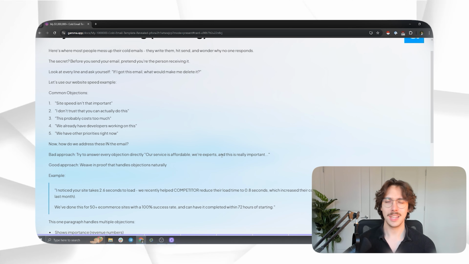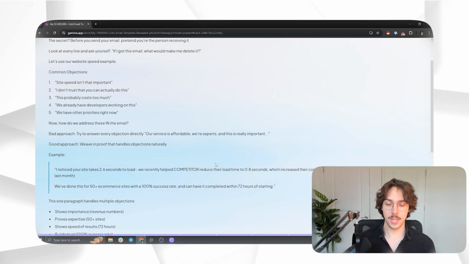And what would make me want to get on a call? So if we use our example above, what are some objections that someone could have about this website speed offer? Hey, my site speed isn't that important. I don't trust that this guy can do this for me. This is probably really expensive. We have developers that are doing this right now, or we have other priorities right now. So here are some common objections just in this website development example.